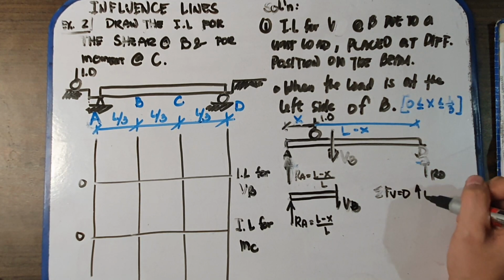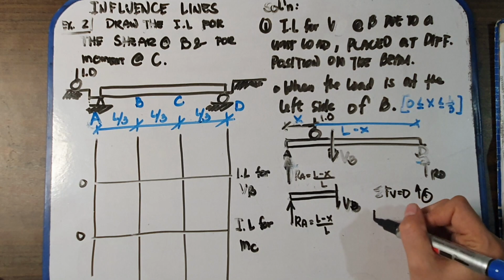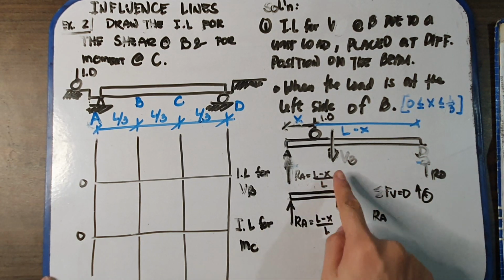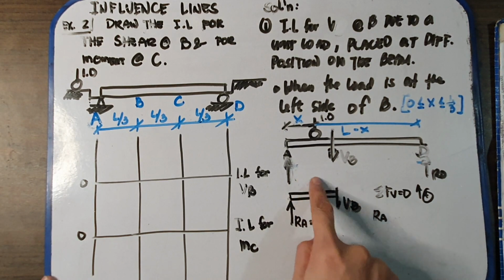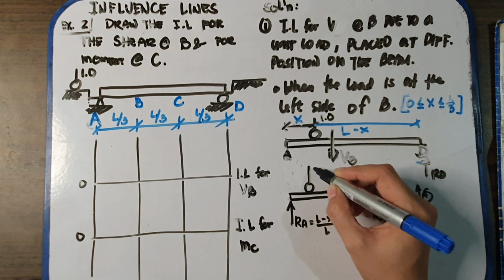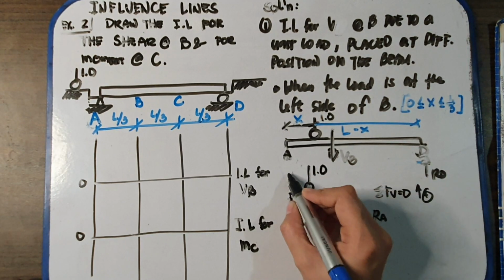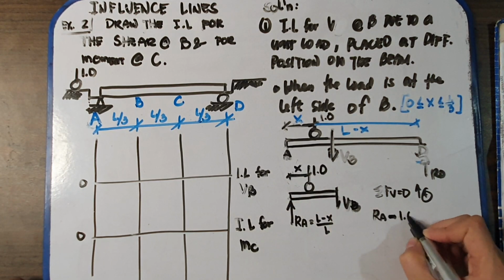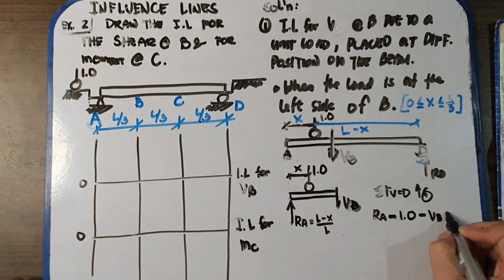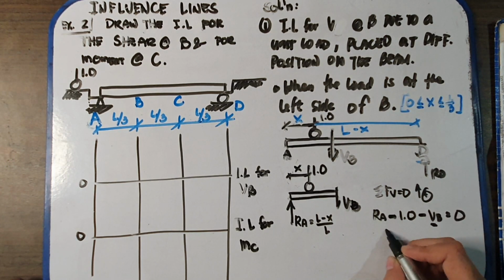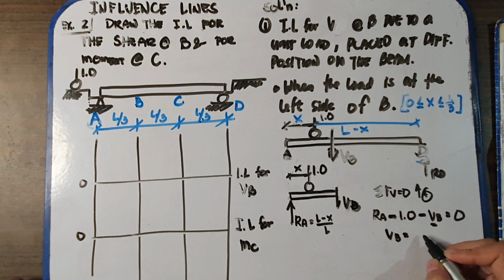Lahat ng pataas is positive. So, ano yung mga upward? We have RA. 'Di ba meron tayong 1 unit load? Saan matatagpuan yung 1 unit load natin? Before B. So, ibig sabihin, yung before B natin, andito lang yon 1.0. This is X, 'di ba? Okay, so this is RA minus 1.0 minus VB is equal to 0. So, transpose natin to para makuha natin yung value. So, we have VB is equal to RA minus 1.0.